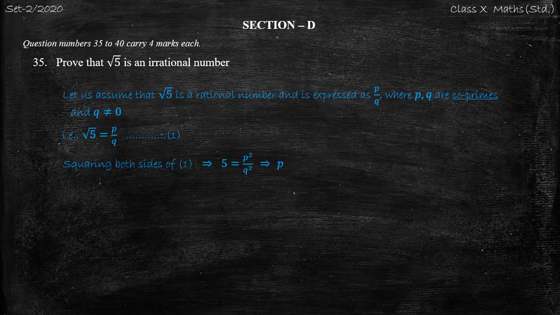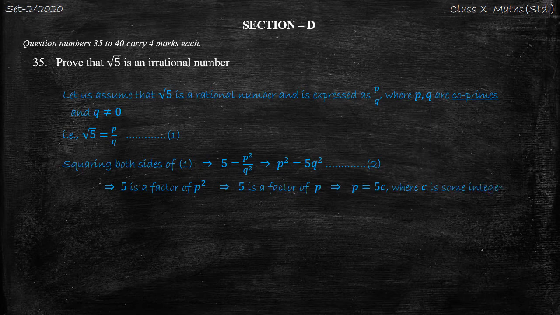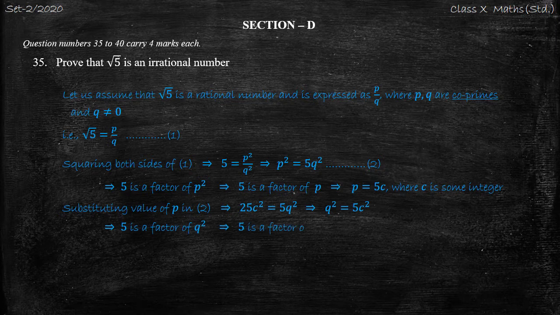Squaring both sides, you'll get P square equal to 5Q square. So that means 5 is a factor of P square, or 5 is a factor of P, which can be represented as 5C. Now this value of P substituting in equation 2, you will get Q square equal to 5C square. So now 5 is a factor of Q square, which in turn 5 is a factor of Q.